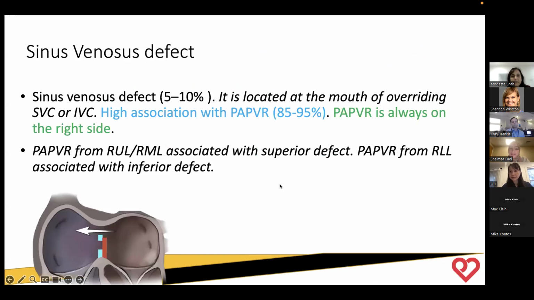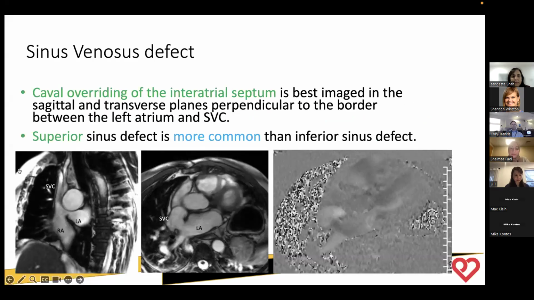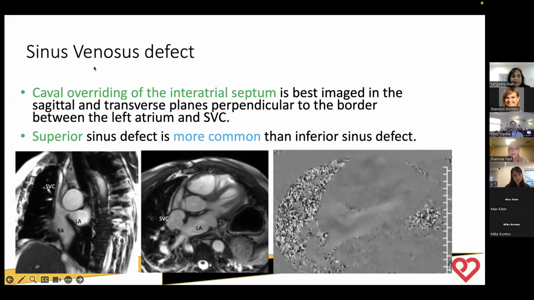And as Dr. Shah was mentioning, it's 5 to 10%. It's located at the mouth of an overriding SVC or IVC. Most of the time it's associated with partial anomalous venous return, and mostly it's from the right lung. Usually when it is a superior venous defect, it's right upper and right middle lobe venous drainage. And when it is an inferior defect, the partial anomalous pulmonary venous return is usually from the right lower lobe. Yeah, this is a repeated slide.